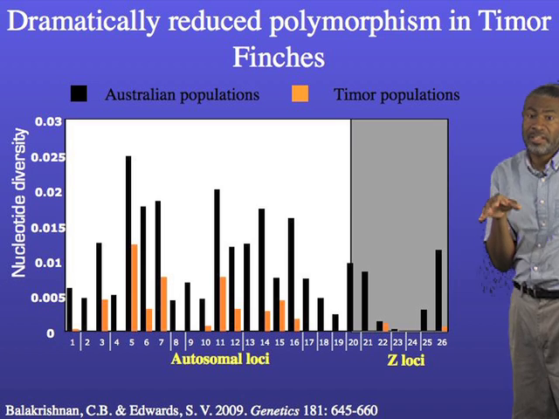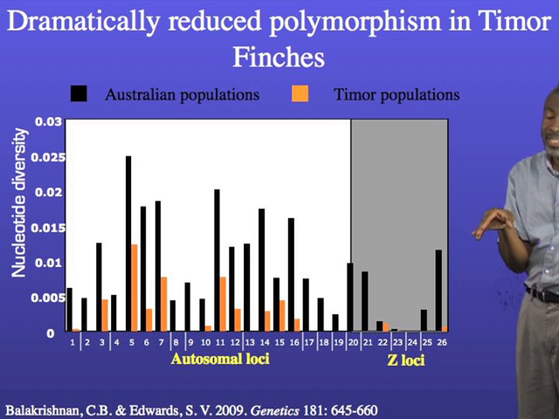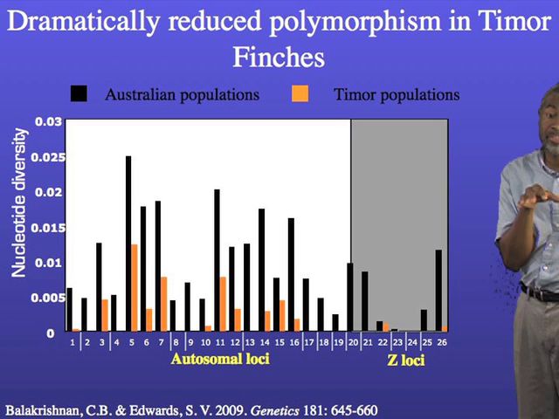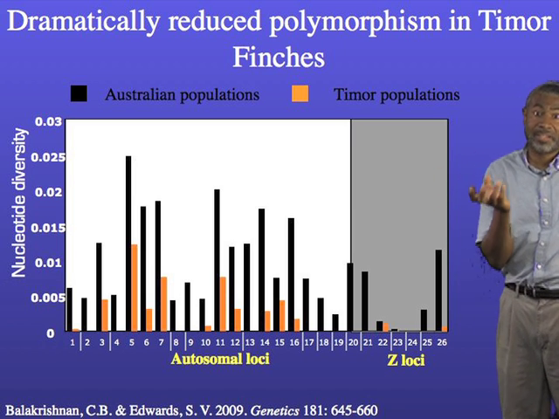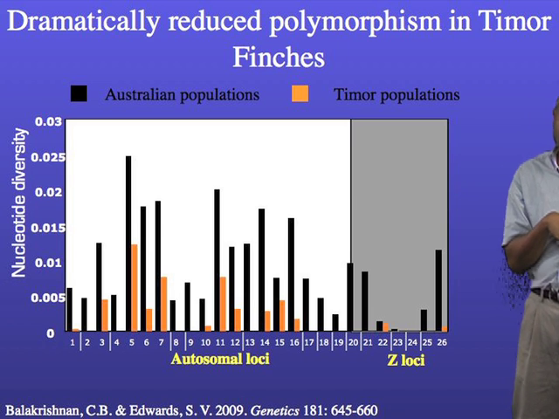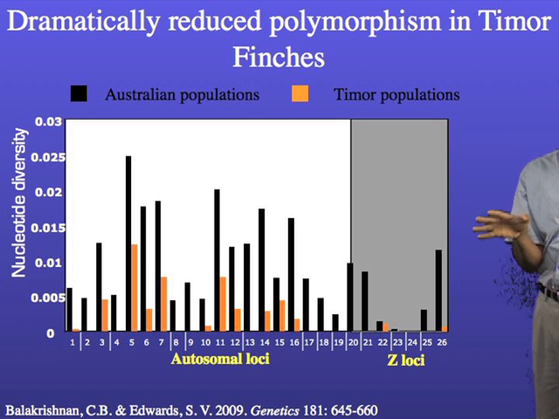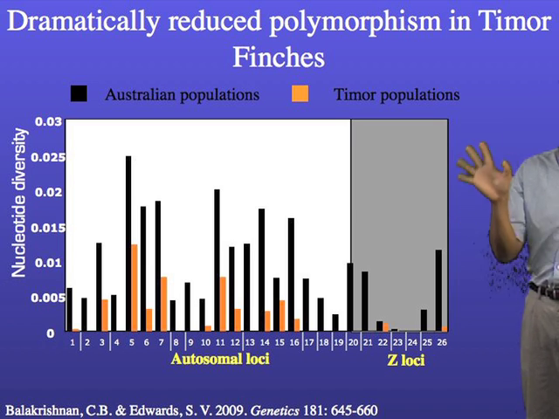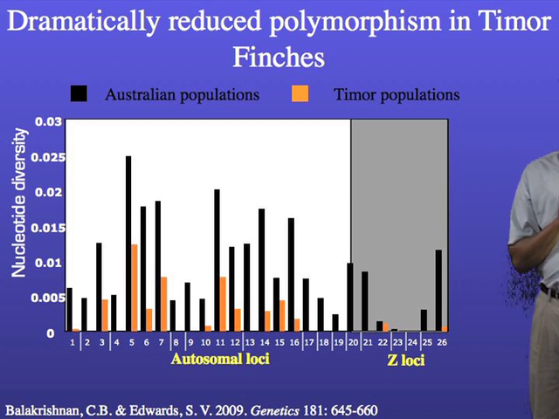By contrast, the island populations in orange have much lower genetic diversity. In fact, for several of those autosomal loci and those loci called Z loci, these are loci on the so-called Z chromosome. It's like the mammalian X and Y chromosome. Birds have a Z and a W chromosome. You can see that for many of those loci, there's actually no genetic variation. None, zilch, zero, nada. Those are loci that show no sequence variation, even across all of those individuals.